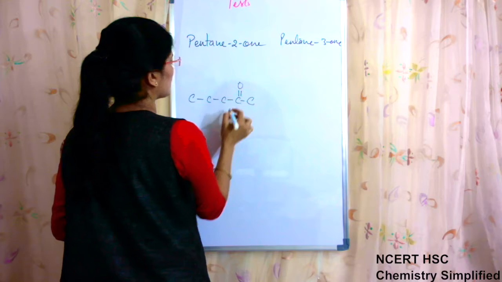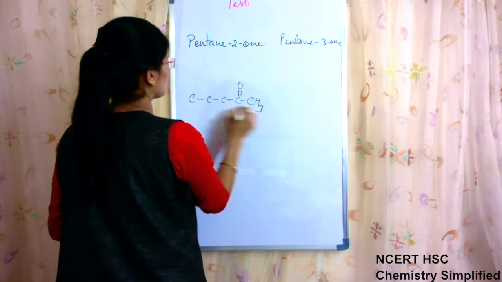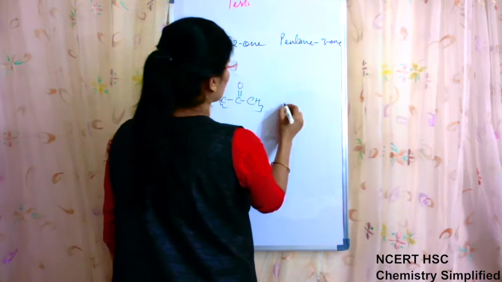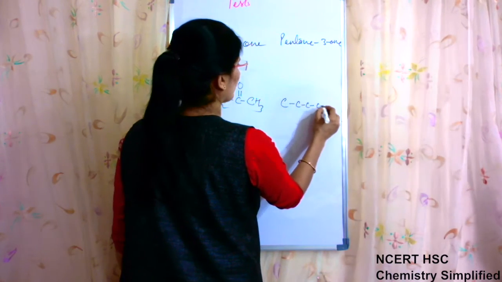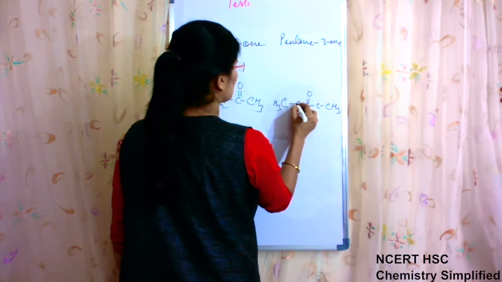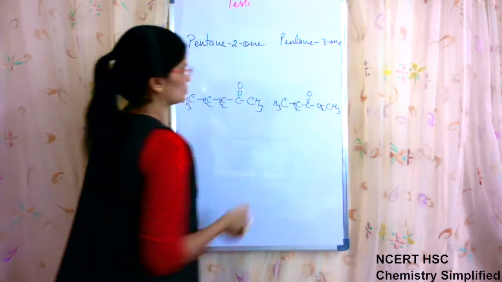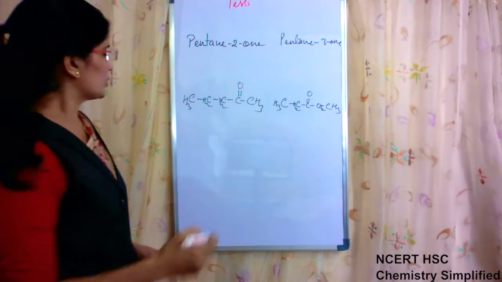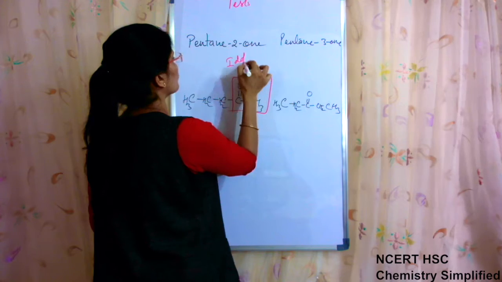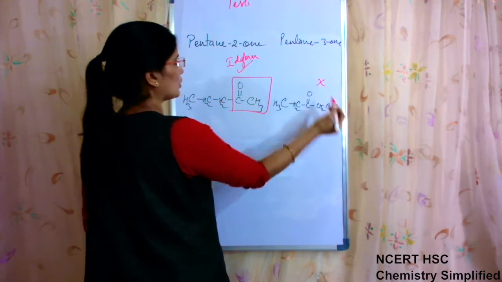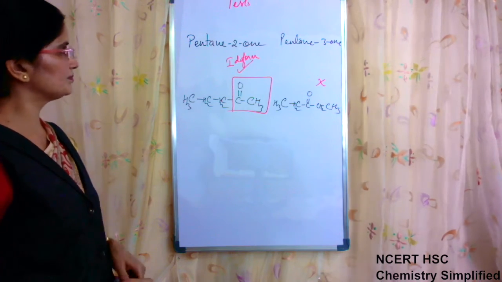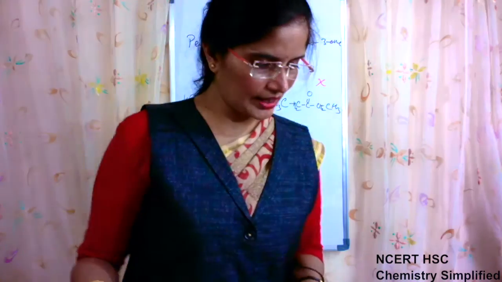2-one means on the second carbon. Rest all is CH3, CH2, CH2. And pentane 3-one: 1, 2, 3, 4, 5 and double bond O, CH3, CH2, CH2, CH3. Now again, because this is a methyl ketone, it will give the iodoform test. This will not give the iodoform test because it is not a methyl ketone. Okay. So again, simply they can be distinguished.